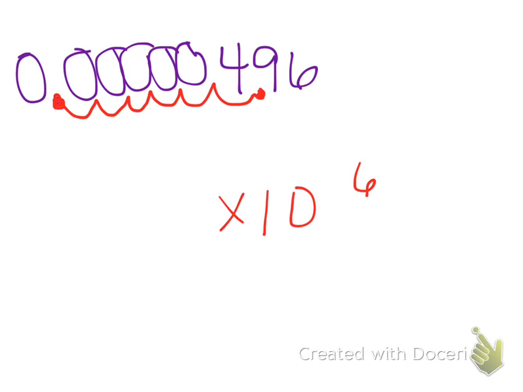Is it positive 6 or negative 6? Negative 6, because that number is less than 1. So that means our final answer should be 4.96 times 10 to the negative 6th. If it's 3 sig figs, right, here's 3 sig figs. Okay, since I asked specifically for 3 sig figs. If I had asked for 2 sig figs here, what would our answer have had to be?